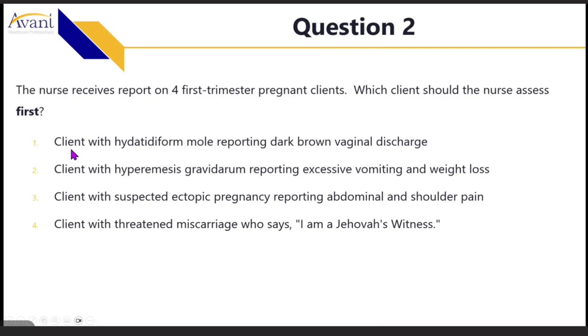Should she see the client, number 1, with a hydatidiform mole reporting dark brown vaginal discharge? Should she see, number 2, the client with hyperemesis gravidarum reporting excessive vomiting and weight loss? Number 3, the client with suspected ectopic pregnancy reporting abdominal and shoulder pain? Or number 4, the client with a threatened miscarriage who says, I am a Jehovah's Witness? So let me let you guys think about that one.